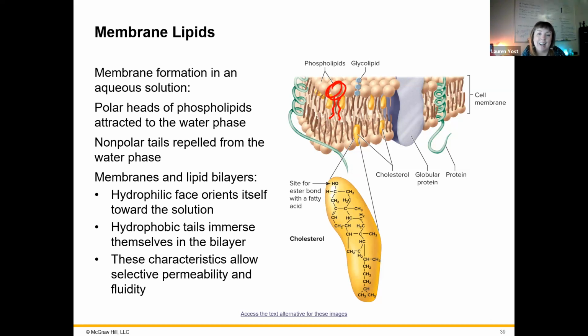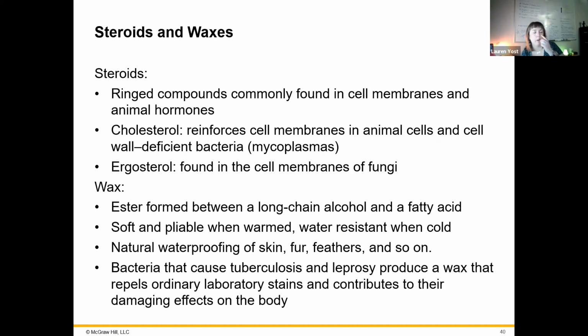If we need to get in and out of the cell, then sometimes we need special channels that allow things in and out, because they can't pass through this special chemical situation where we have the charge on the outside and the hydrophobic, water-fearing, nonpolar aspect in the middle. That helps protect our cells. And the way these molecules interact with one another allows for the fluidity.